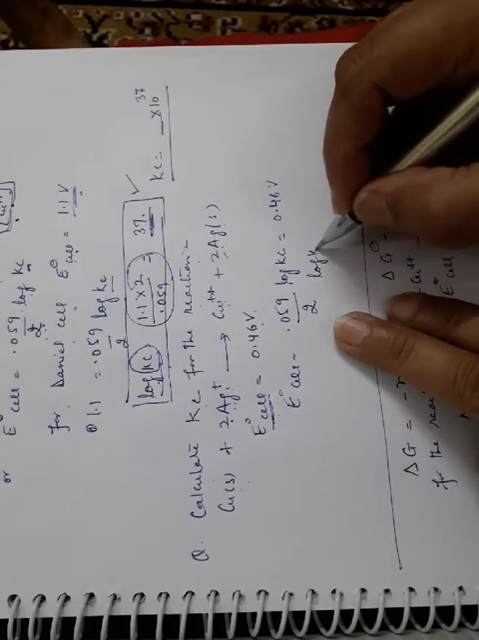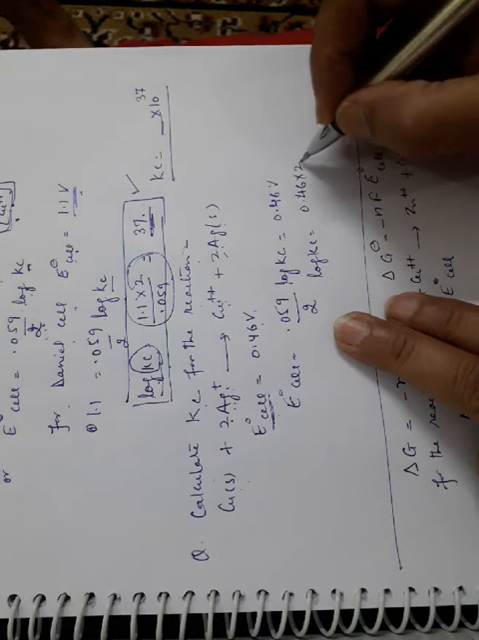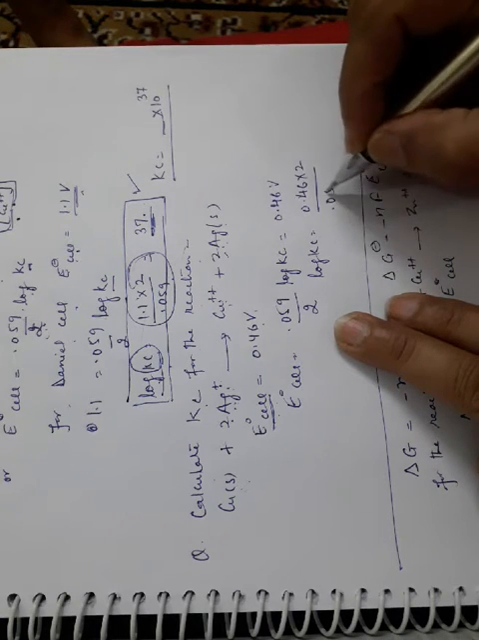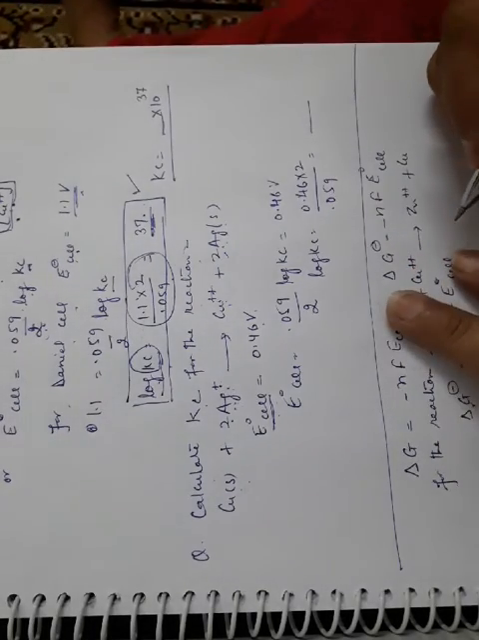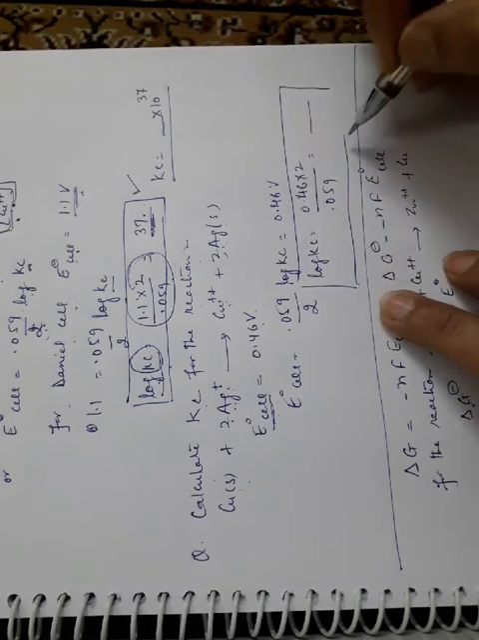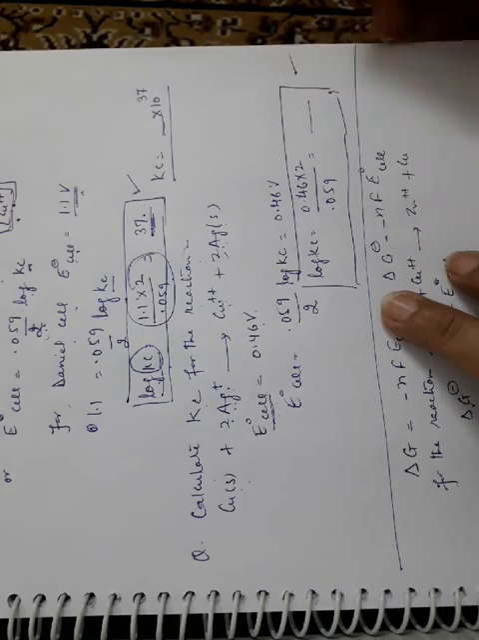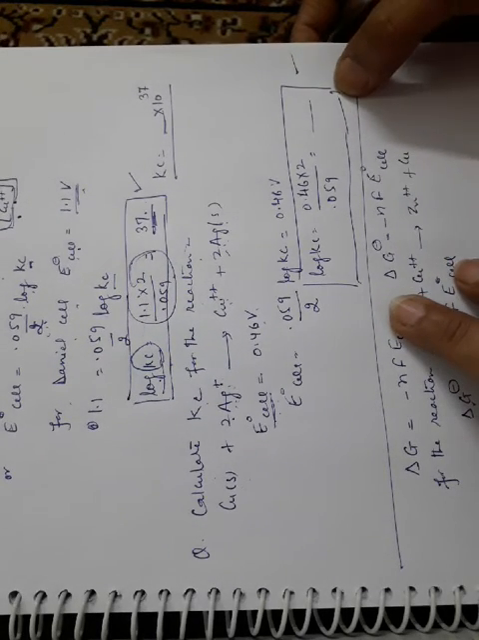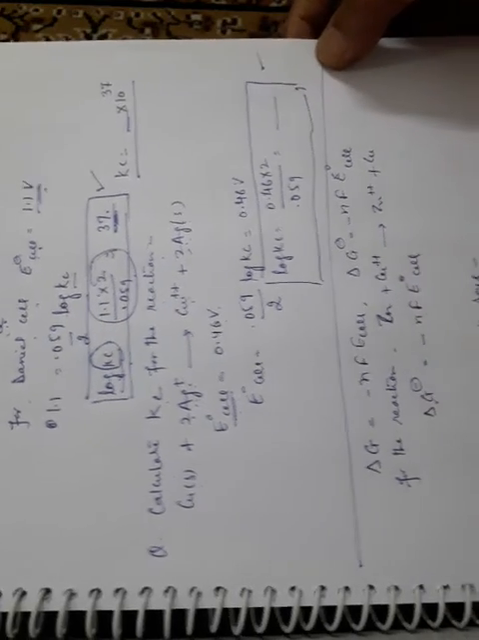Log Kc will be 0.46 into 2 upon 0.059. Whatever value you get out of this will be the value of log Kc. You can leave your answer in terms of log Kc. The marks are not deducted. Those who are able to get the value of antilog, it is well and good. Otherwise, need not worry.